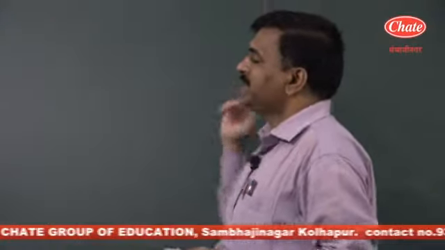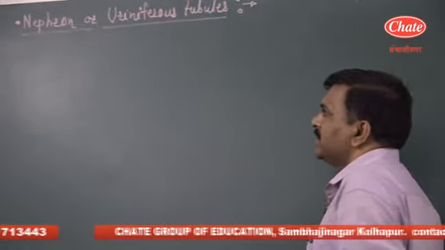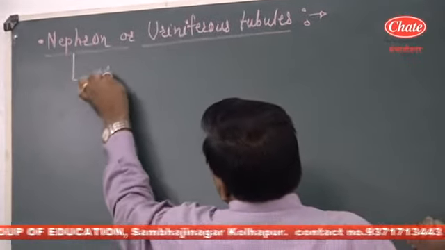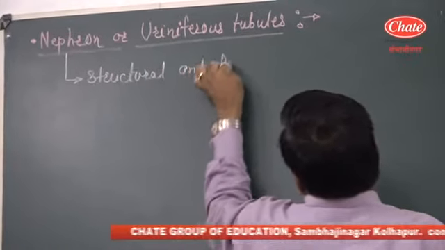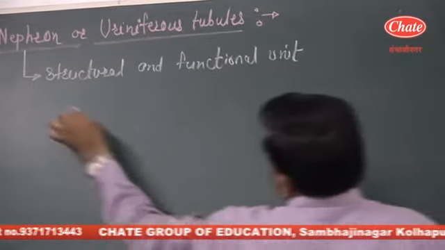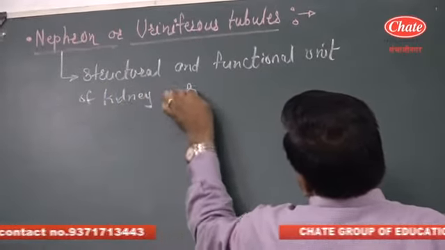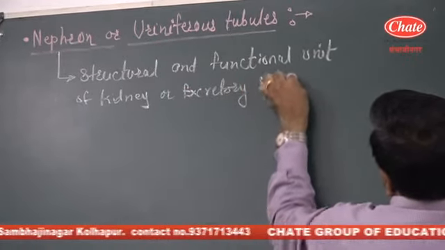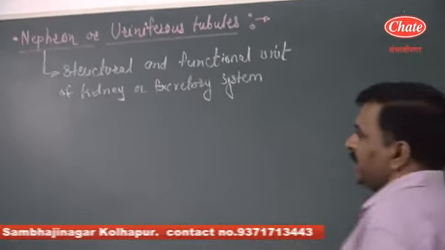After the human excretory system and histological structure of the kidney, we want to focus on the most important aspect, that is the nephron or uriniferous tubules. This nephron or uriniferous tubule is the structural and functional unit of the kidney or excretory system.